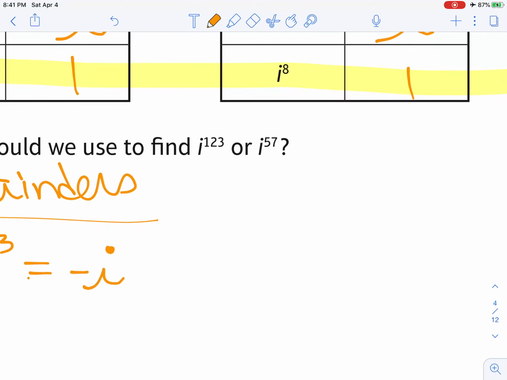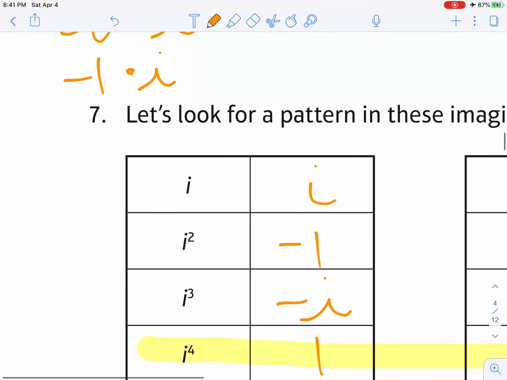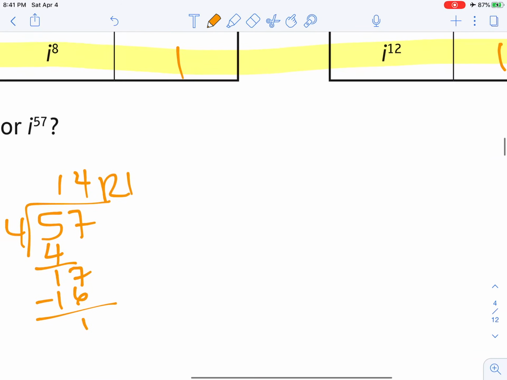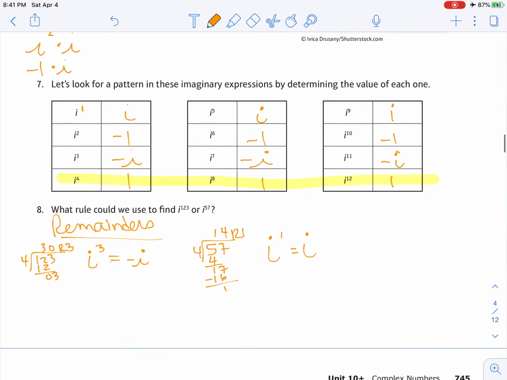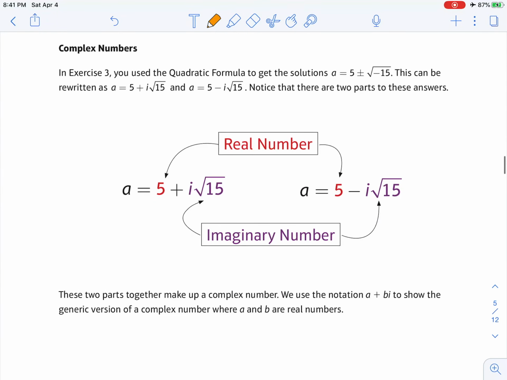Then if I look at 57, so 57 divided by 4 goes in 1 time. That goes in 4 times. My remainder is 1. So if I have a remainder of 1, that means that this is to the 1 power. So my answer is just I. So you look at the remainders to figure that out.